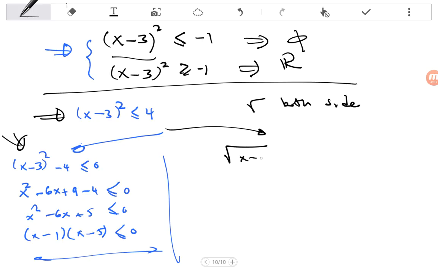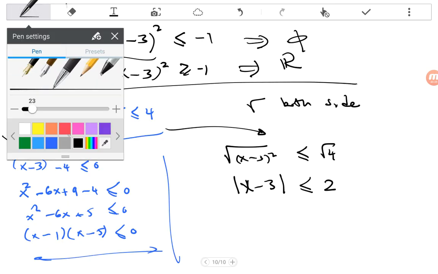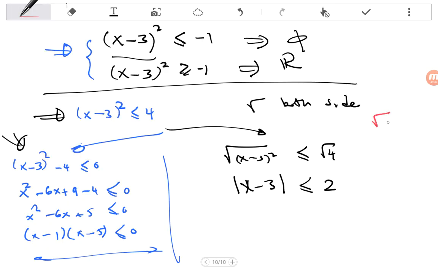So that will be square root of x minus 3 all squared less than or equal to square root of 4. The square root of 4 is just 2, or plus or negative 2? 2. A square root has only one value. What about the square root of that bracket? Would it be x minus 3? No, it is absolute x minus 3. We just learned that the square root of something squared is the absolute value of what is inside the square. We learned this rule.